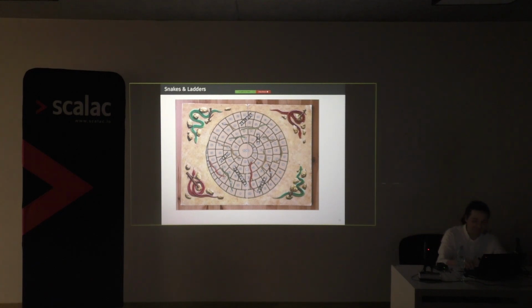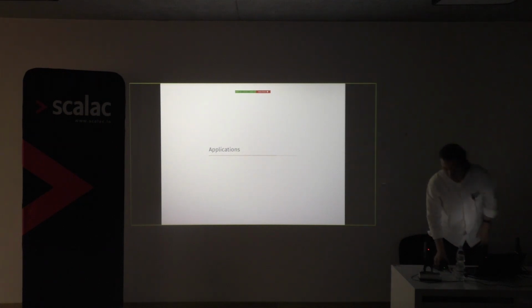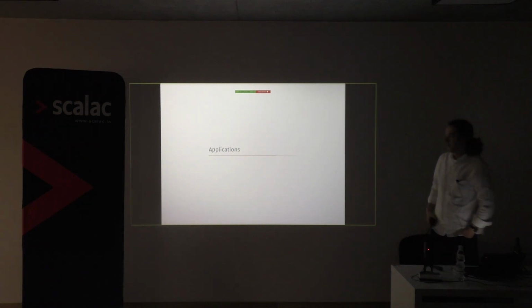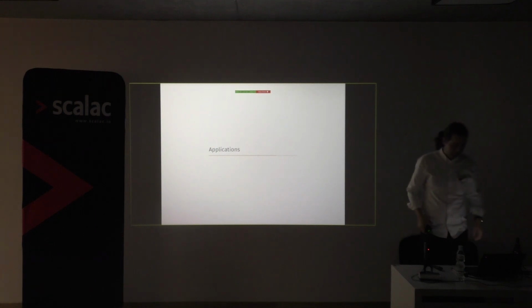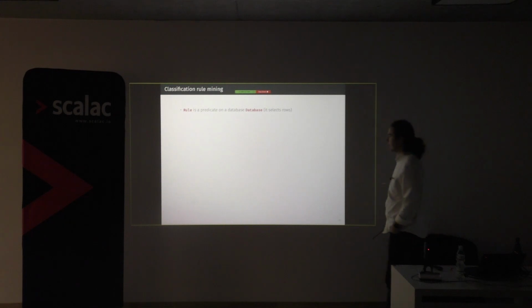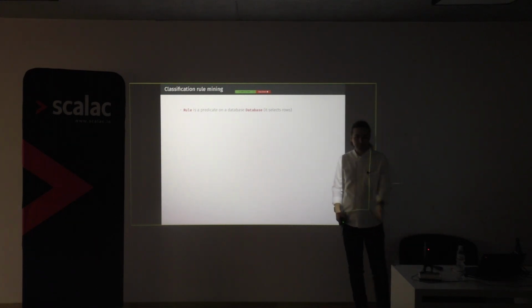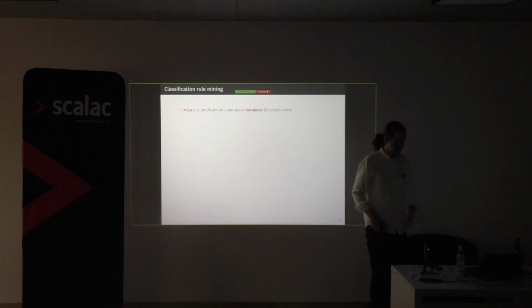Yeah. Okay. And the real-life applications. So this concept was actually used in one of our machine learning algorithms that built what are called classification rules. The classification rule is basically a predicate on a database, a kind of expression that selects the rows, like a query in SQL.